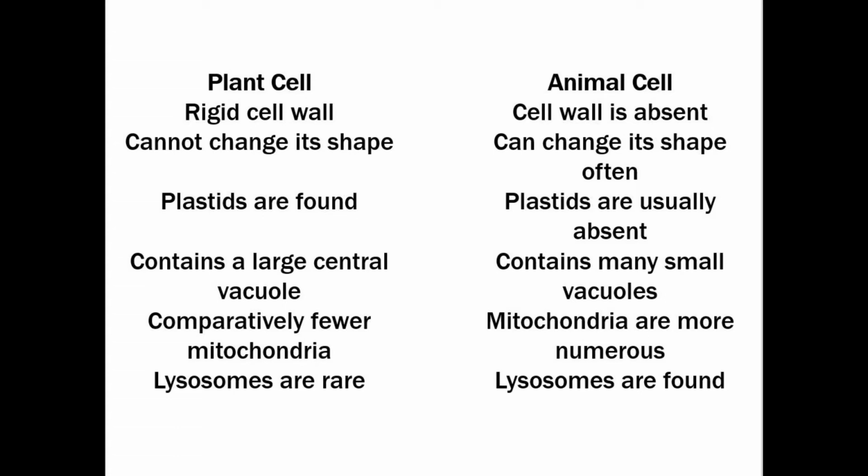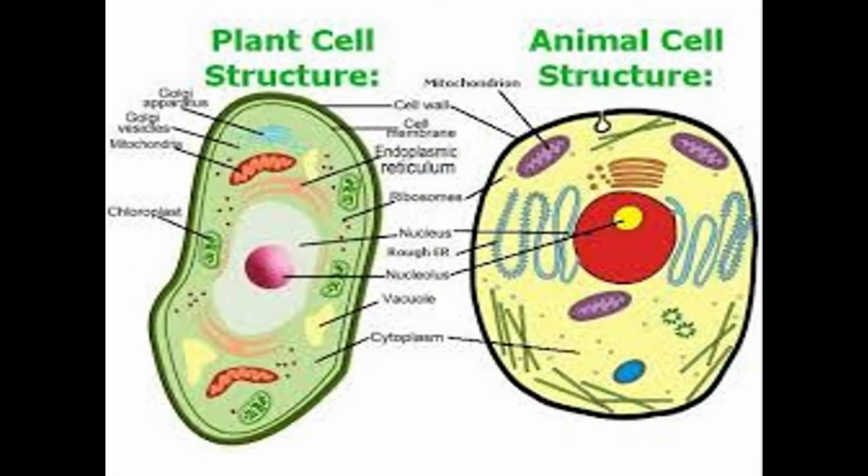Plant cell contains a large central vacuole. Animal cell contains many small vacuoles. Plant cell has comparatively fewer mitochondria. In animal cell, mitochondria are more numerous. In plant cell, lysosomes are rare. In animal cell, lysosomes are found. So these are the basic differences between the two kinds of cells. And from here, I again repeat, the questions have been asked.